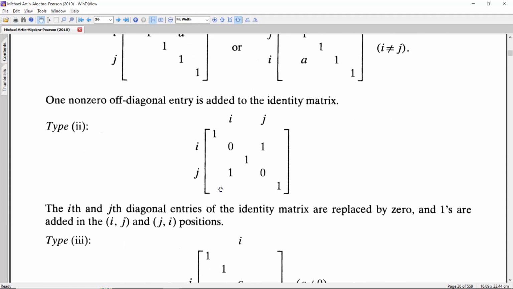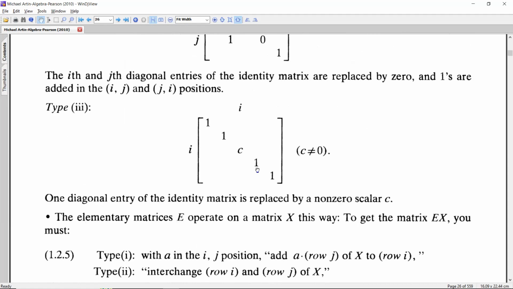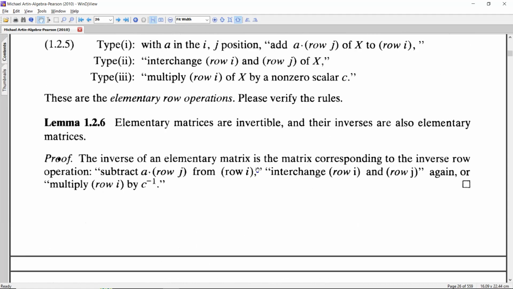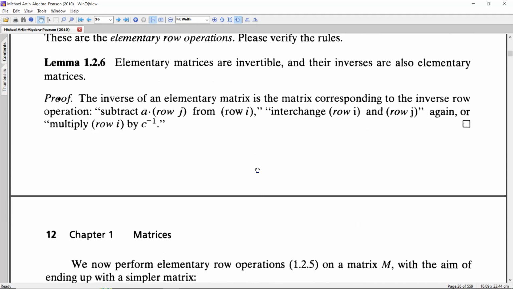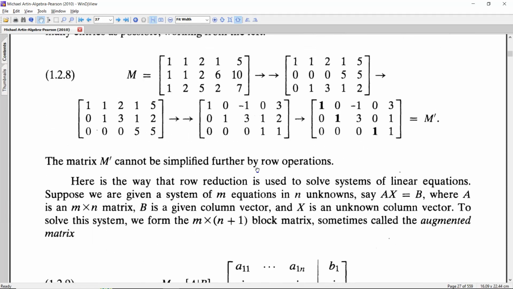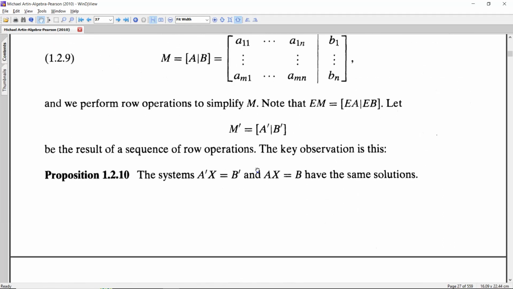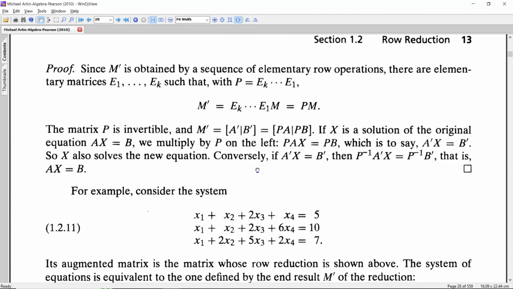Basically they are mentioning the different types of reductions. There are also three types of elementary matrices. They are obtained by doing this, and they are shown below. So there are these elementary matrices and their effect. I think I'll explain this on the board. Then there's a sequence of operations, and then you do this, and you end up with this. All right, let me explain this.